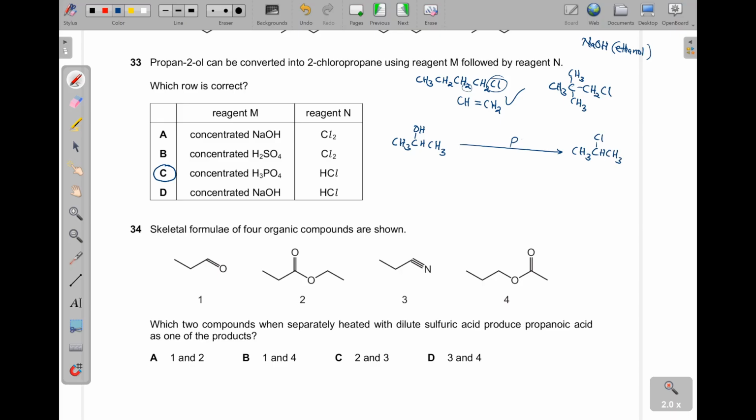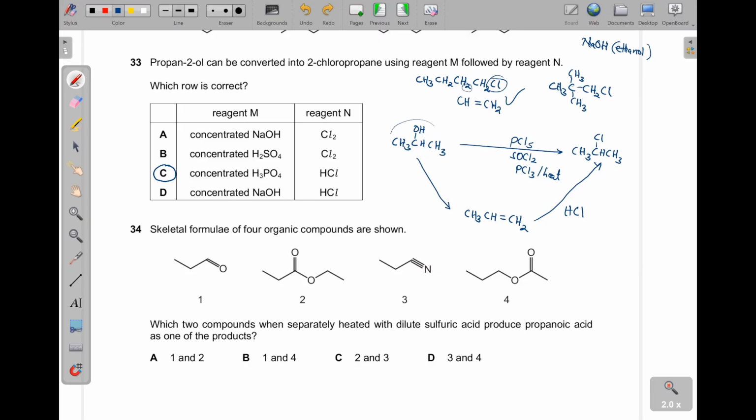Okay, directly PCl5. You can use SOCl2, you can use PCl3 under heat. But since we are using two reagents here, I can first convert this one to an alkene, so it becomes CH3, CH, double bond, CH2, then later I react it with the HCl. So the hydrogen will first come to this one here, and then it forms the CH3 here. Then the chlorine will come to this, using Markovnikov's rule. So that is how this one can come about.